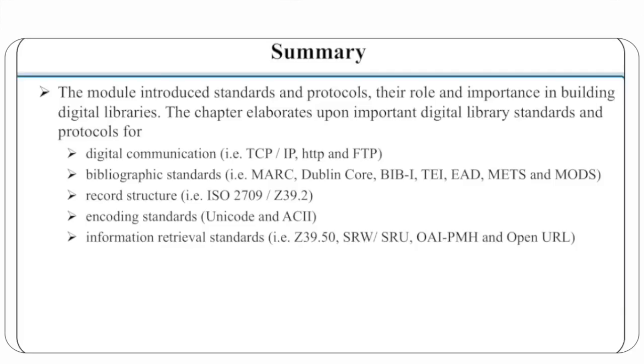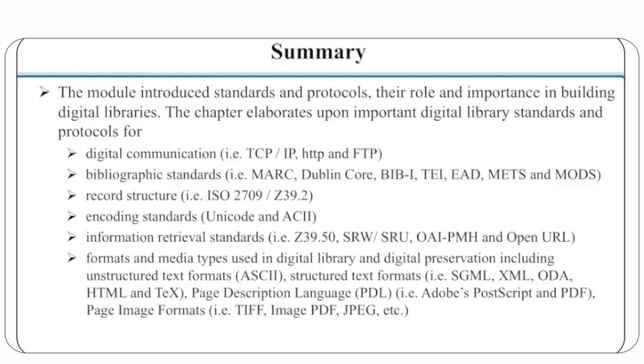OAI-PMH and OpenURL, formats and meta types used in digital library and digital preservation, including unstructured text formats ASCII, structured text formats, that is SGML, XML, ODA, HTML and TEX, page description language, that is PDL, for example PostScript and PDF, page image formats, for example TIFF, image PDF, JPEG, etc., and preservation standards such as PREMIS and OAIS.